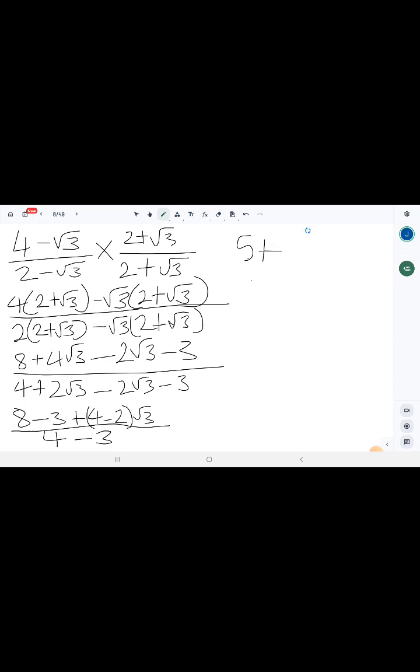plus 4 minus 2 is 2. So I'll say 2 root 3 over 4 minus 3 is 1. So I would write 1. And that's your final answer. And this could also be written as just 5 plus 2 root 3 as our final answer.